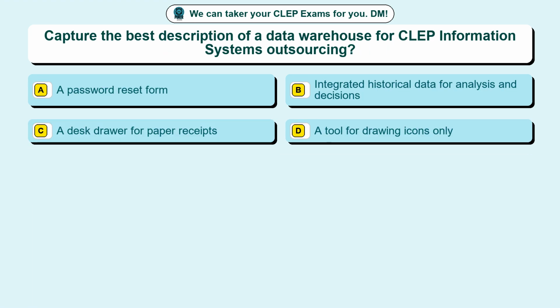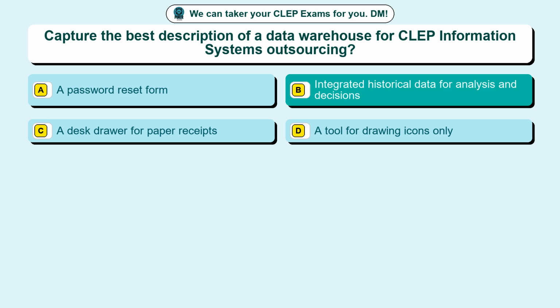Question 84. Capture the best description of a data warehouse for CLEP Information Systems outsourcing. Option A. A password reset form. Option B. Integrated historical data for analysis and decisions. Option C. A desk drawer for paper receipts. Option D. A tool for drawing icons only.